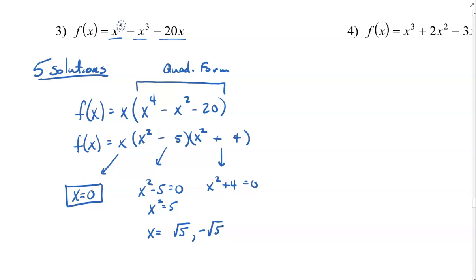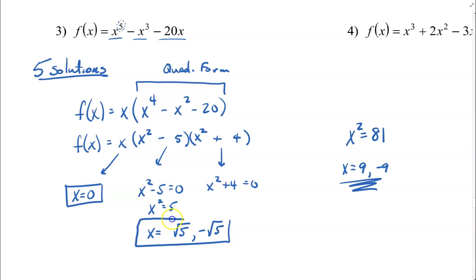So think of this example. If x squared was equal to 81, x would have to be either 9 or negative 9. You should remember that from prior discussions. There are 2 numbers that multiply by itself to equal 81. So in this case, there are 2 numbers that multiply by itself to equal 5.